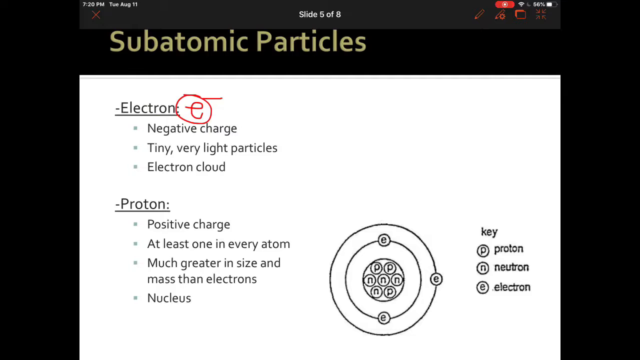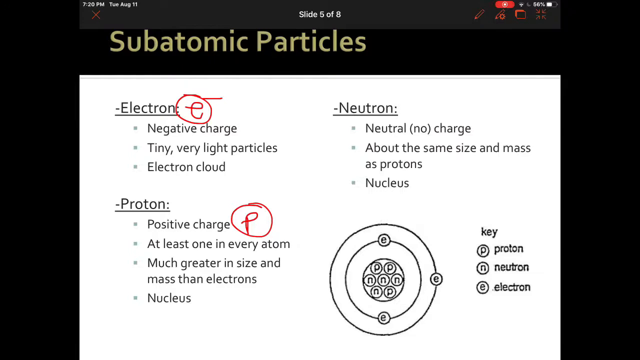Second, we have protons. Protons have a positive charge, and they are written as just a P in that picture. There's at least one in every single atom. There's not an atom in existence that does not have a proton. And they're much larger in size and mass than electrons. So this picture doesn't really show it, but protons are way bigger than electrons. And they're found in the nucleus.